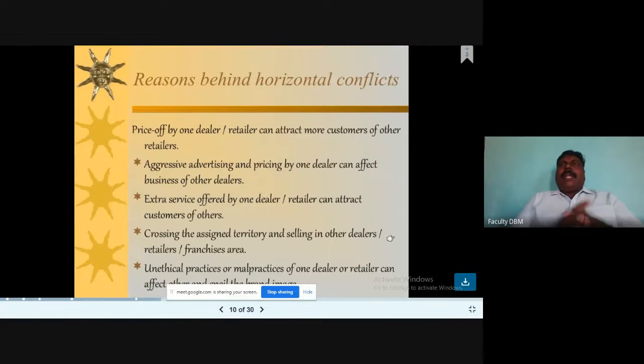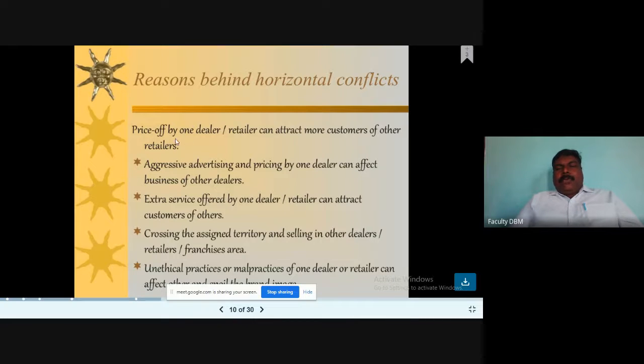I'm going to take a classic example. We have two kirana shops opposite to each other. One fellow has kept a slate: 10 rupees per liter of milk. Then the other fellow reduced the price to 8 rupees. Then the first has reduced to 6 rupees. So what is happening? A price war between the two dealers, and wherever the price is less, the consumers are buying. So if two dealers or retailers fight each other, who is going to benefit? The consumer is going to benefit.